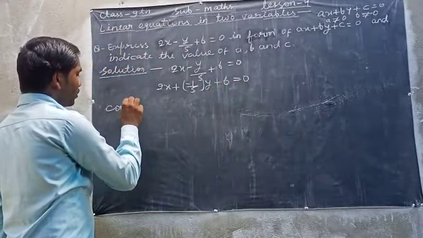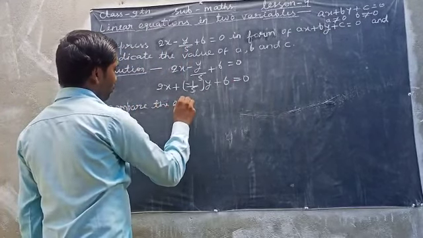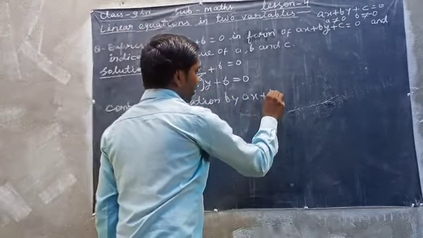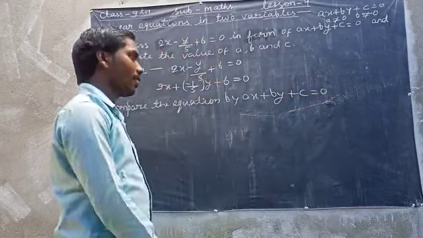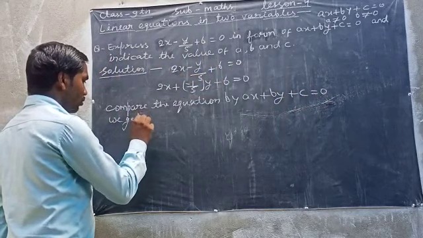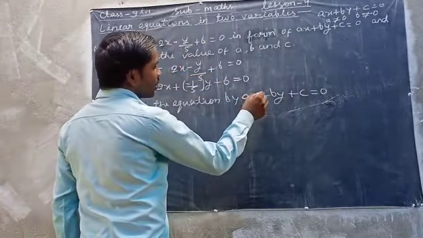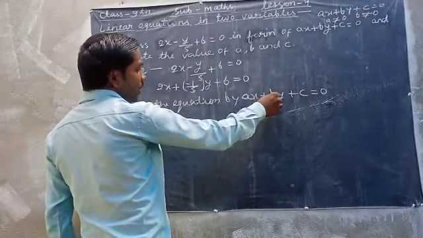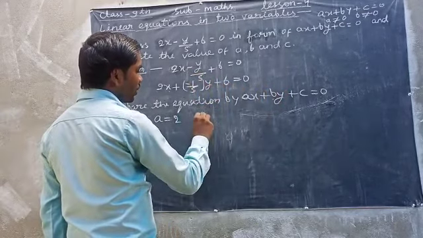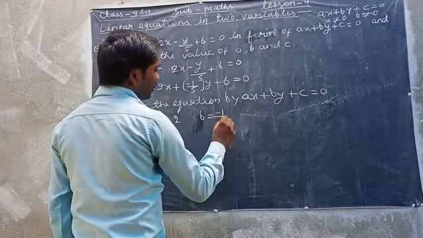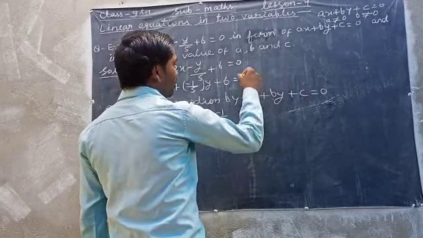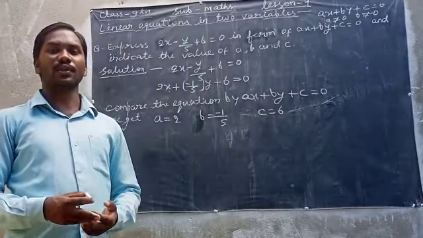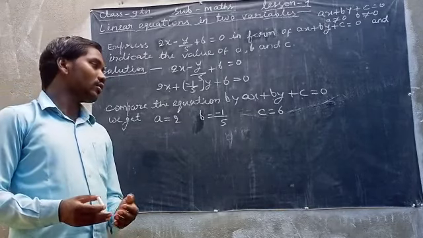Now compare this equation with ax plus by plus c is equal to 0. Then we get, as you can see here, a is the coefficient of x and in this one 2 is the coefficient of x. So a is equal to 2, b is the coefficient of y and here the coefficient of y is equal to minus 1 by 5. So b is equal to minus 1 by 5 and c, you can see here it is the constant term, so c is equal to 6. So this way we can express the equation in the form of ax plus by plus c and after that we can find out the value of a, b and c.